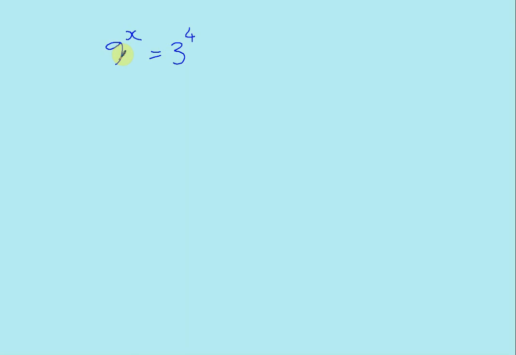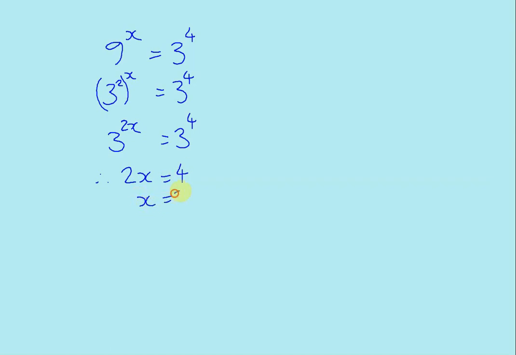So yeah, 9 can be written as 3 squared. So that is an equivalent statement. 3 squared is 9, 3 squared to the x is the same as 9 to the x. Now we have the power to power rule, and the shortcut was to multiply them. So I end up with this. 3 to the 2x is 3 to the 4, and therefore I know that 2x equals 4, so therefore x must be equal to 2.